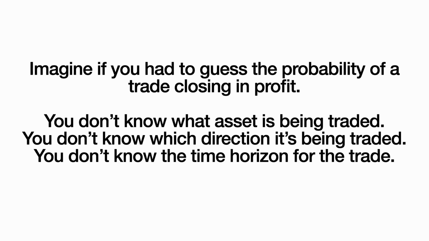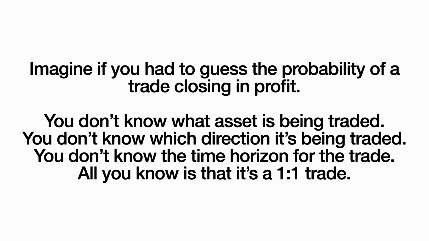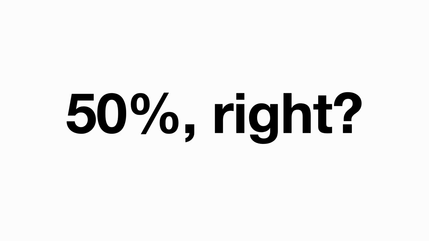It could be set up in a way where it would likely close within an hour, or it could be a trade that would likely take weeks or even months to close. All you know is that it's a one-to-one trade. That is to say, that it has a static take profit and a static stop loss that are equidistant from the point of entry. Now, if that's all the information you have, I think most people would still say they'd be able to come up with a good guess for the probability here. It's 50%, right? I think that's very reasonable given the information that we have.